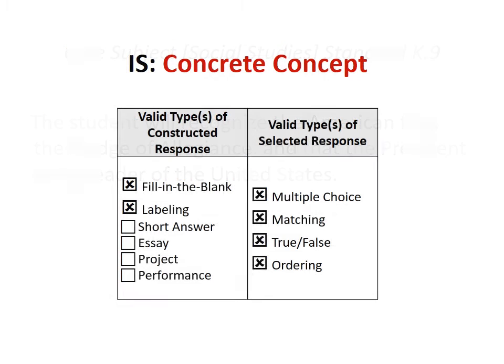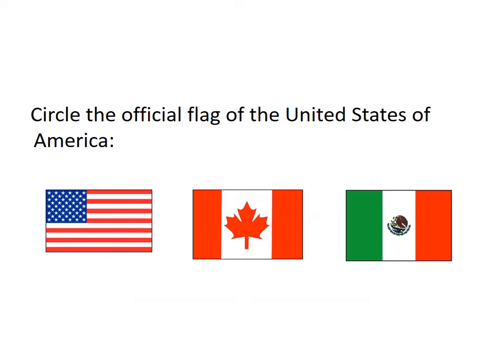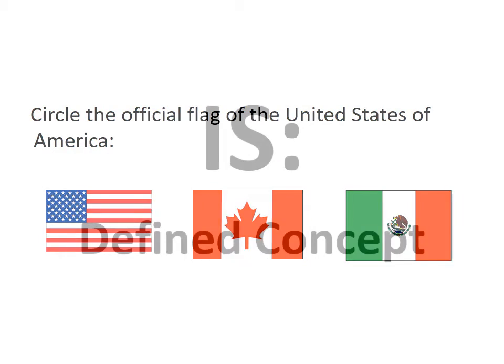Recognizing the American flag is a concrete concept, it's a real thing. So the best way to test that would be through fill-in-the-blank labeling or any of the selected response items. So here's a potentially valid item. Circle the official flag of the United States of America from those 3 choices. And I suppose in kindergarten you may need to read the question to the students. I'm not exactly sure. Okay.